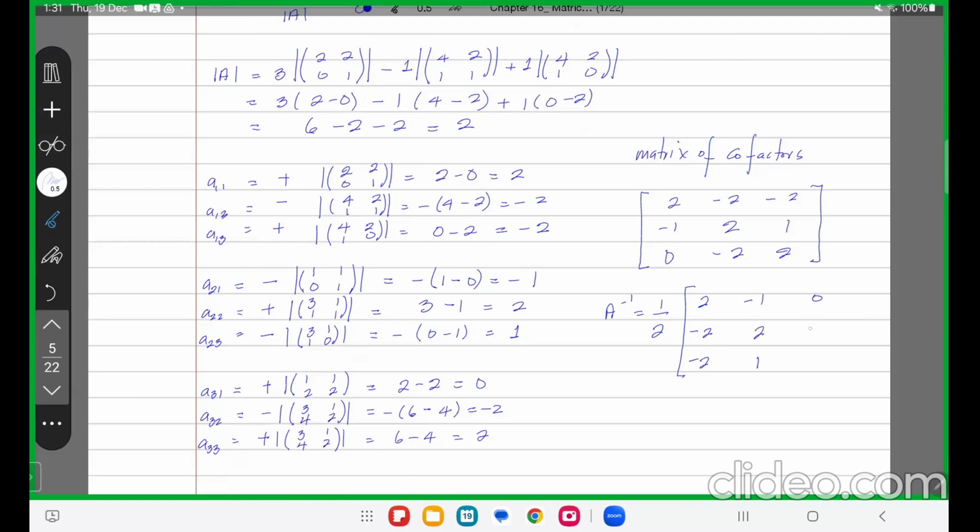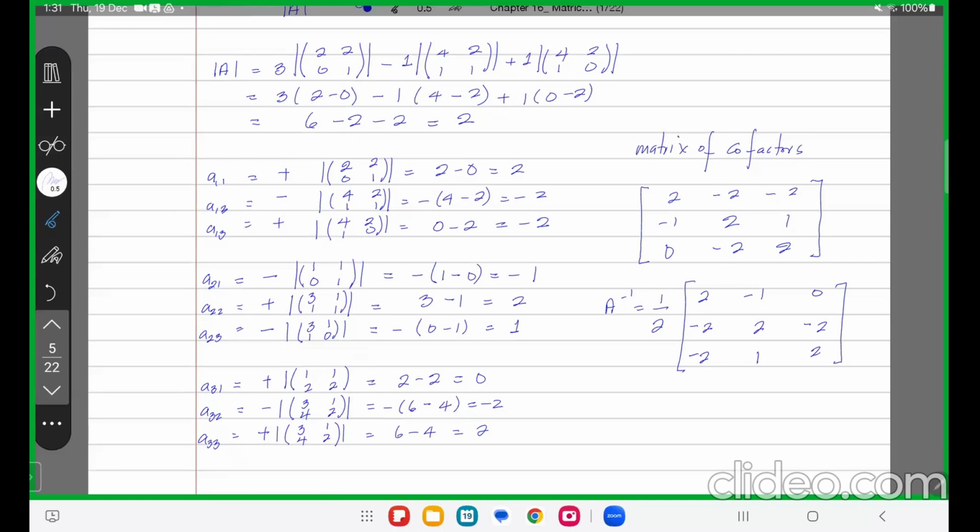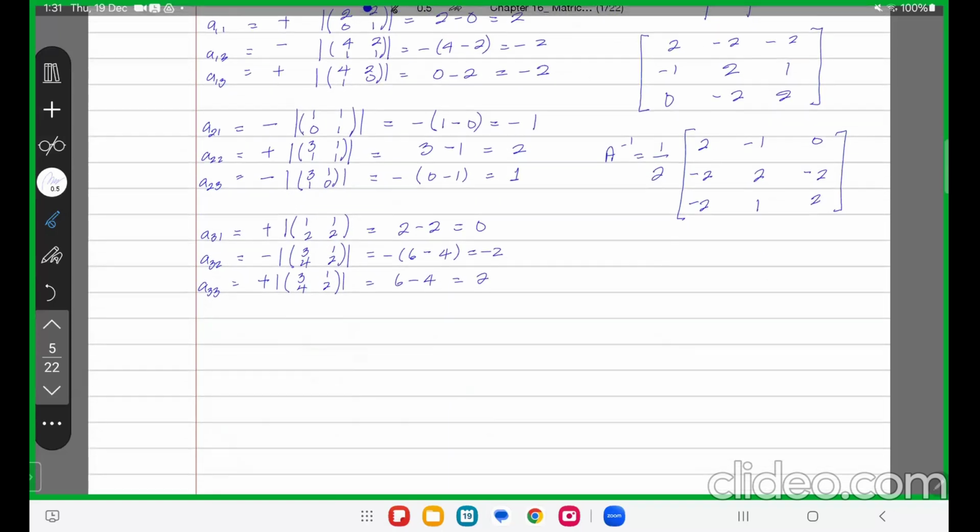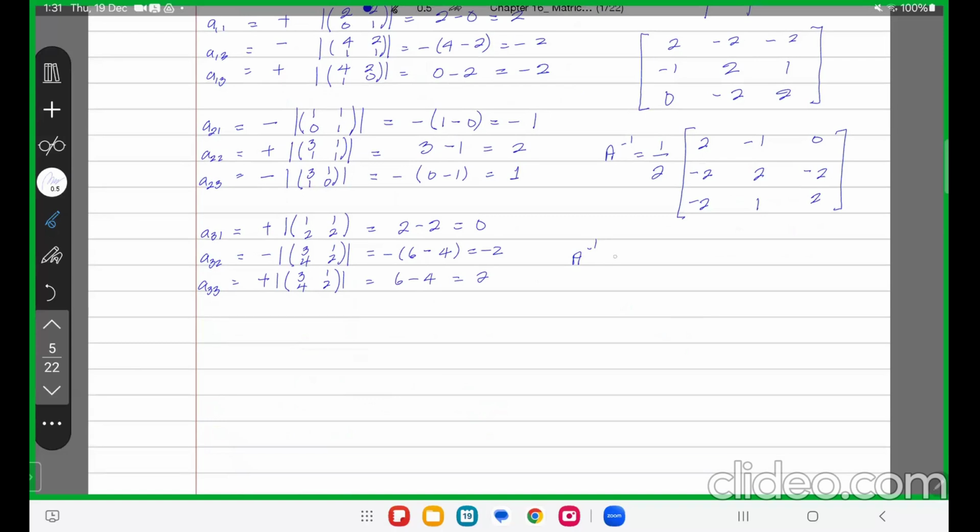And finally, carrying it a step further, we get A inverse is equal to 1, minus a half, 0, minus 1, 1, minus 1, minus 1, a half, 1.